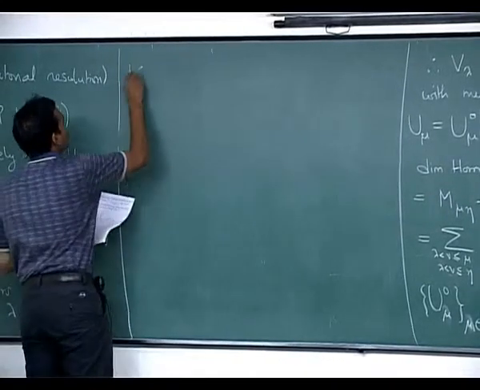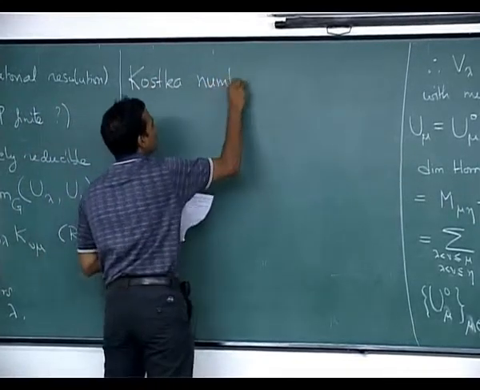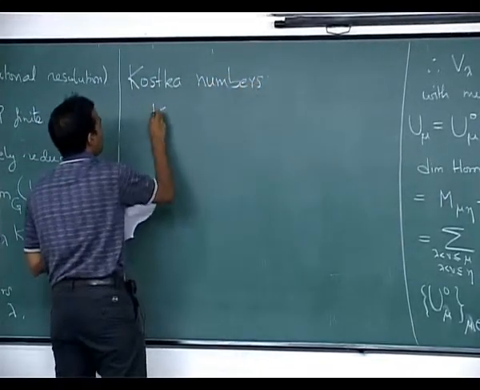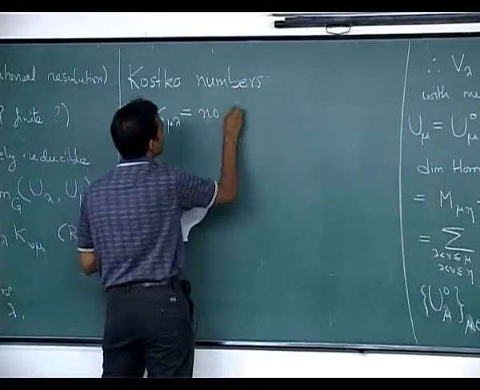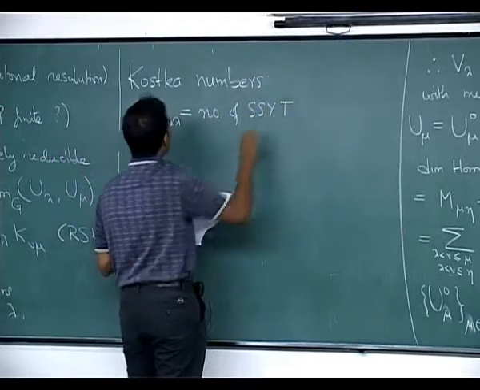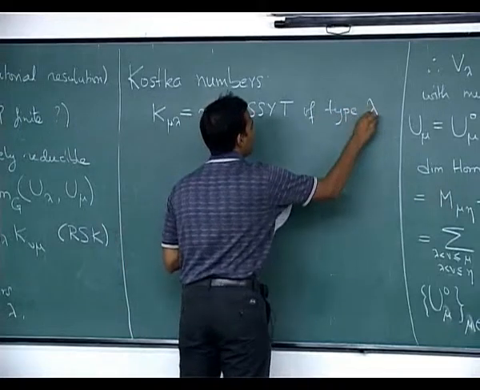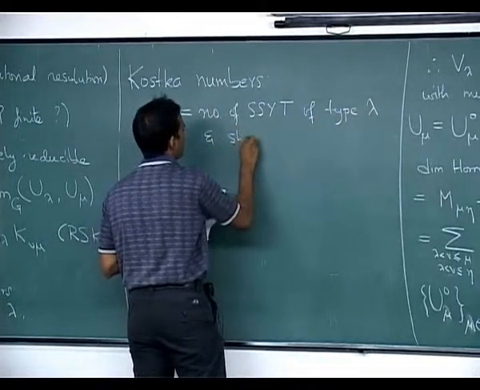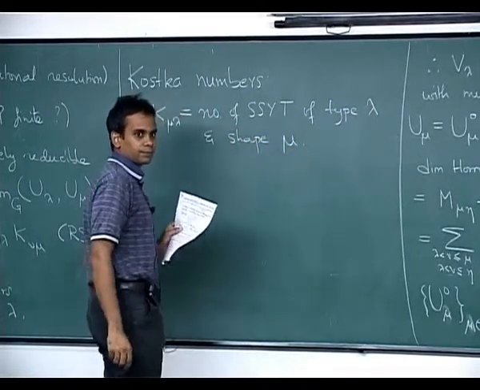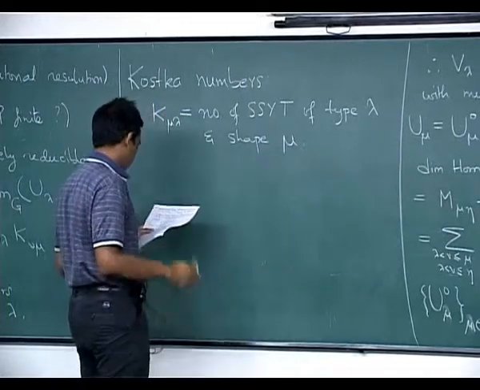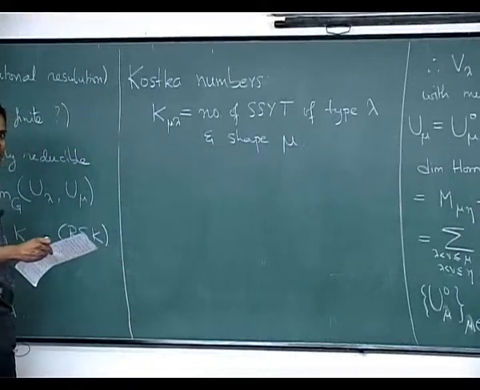Very suggestively, I should call them Kostka numbers. I will denote them by K_{mu lambda}. These are defined to be the number of semi-standard Young tableaux of type lambda and shape mu. As you can guess, these will end up being the numbers in the right hand side of this equation.